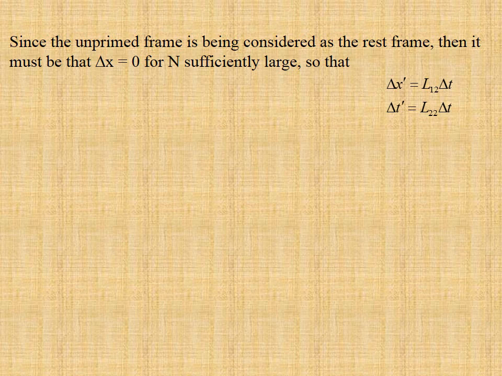Since the unprimed frame is being considered as the rest frame, then it must be that delta x can be made to be arbitrarily small for n sufficiently large, so that the matrix multiplication gives delta x prime equal to L12 delta t and delta t prime equals L22 delta t. The delta x terms are zeroed out since delta x can be made to be arbitrarily small.